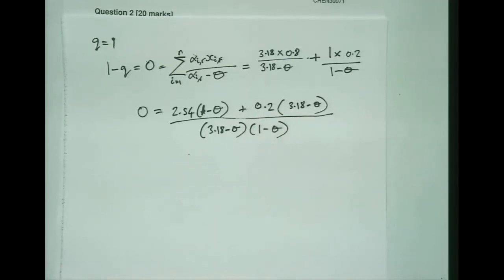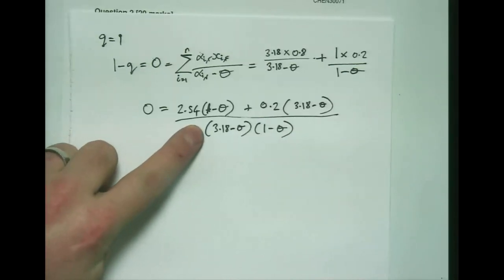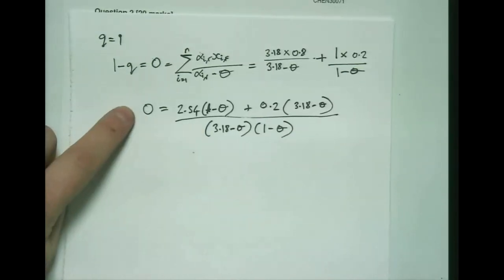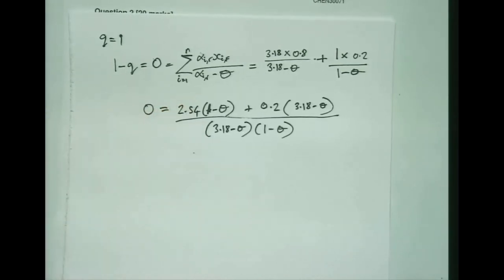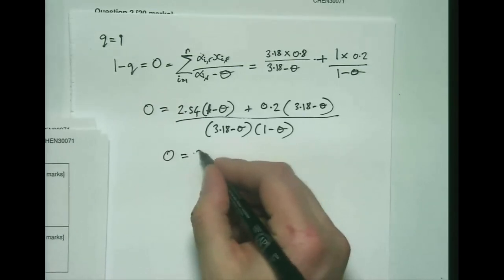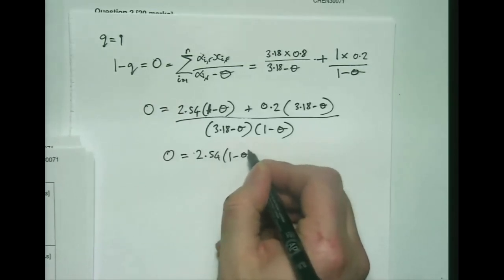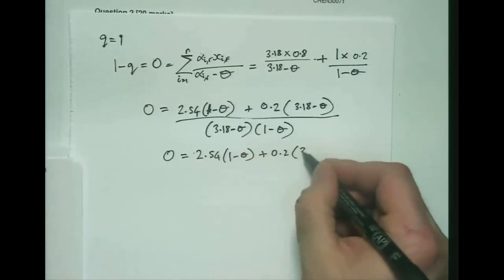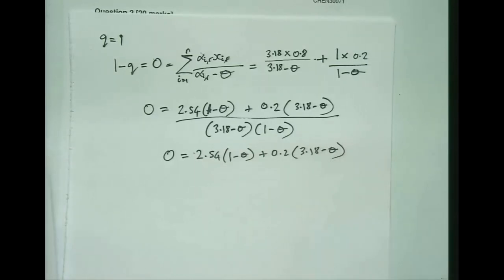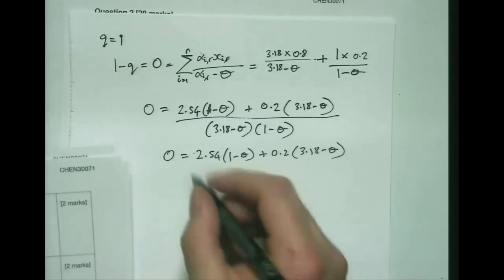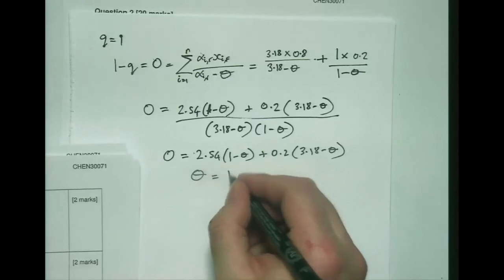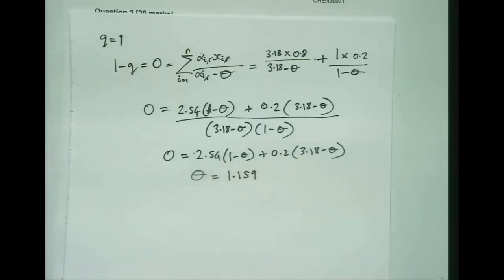Okay, so what I've done is just cross multiply to get a single fraction. The bottom of this fraction just cancels out because it goes to zero. So all we're left with is 0 equals 2.541 plus 0.2. So all we have to do is solve that simple equation, and we're left with our theta of 1.159.